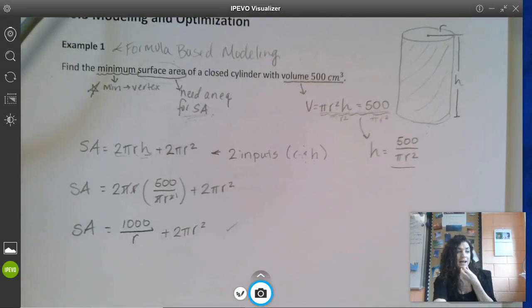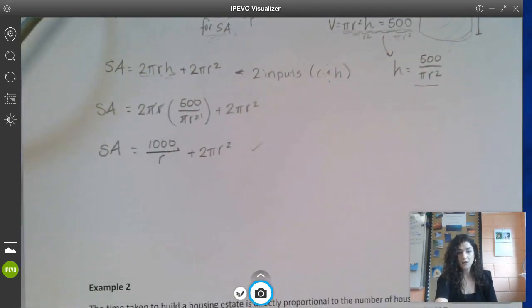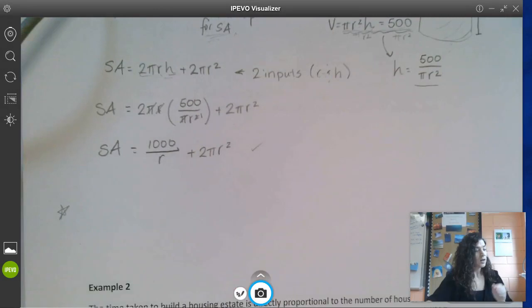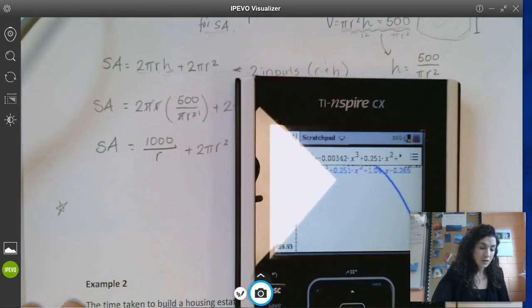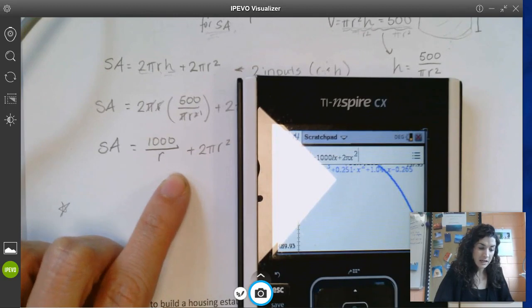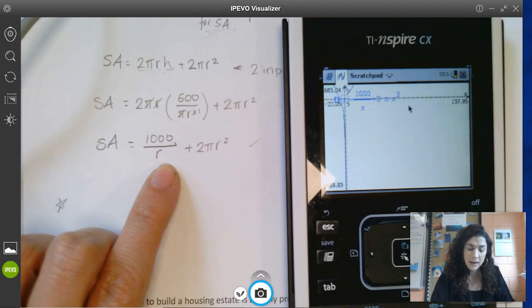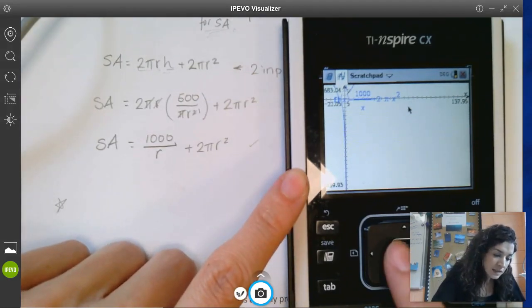So I would like for you to go ahead and use your calculator, which you can do, and find the minimum of this equation. When you plug it into your calculator, it looks, oh no, 1,000 divided by x plus 2 pi x squared, right? Even though it says r, we know that our calculator will only accept x as an input.